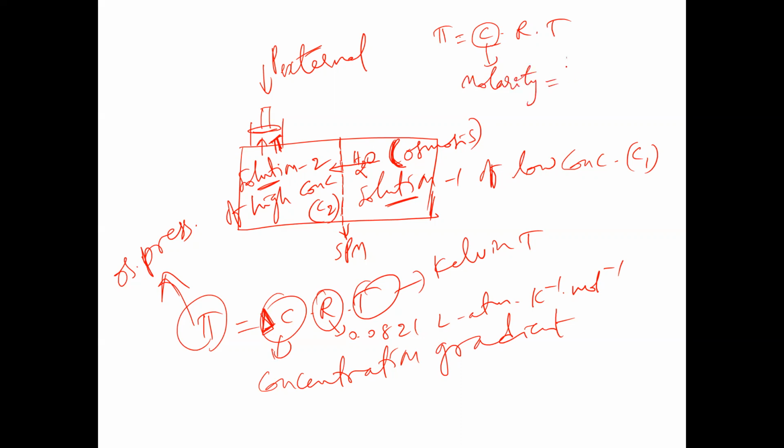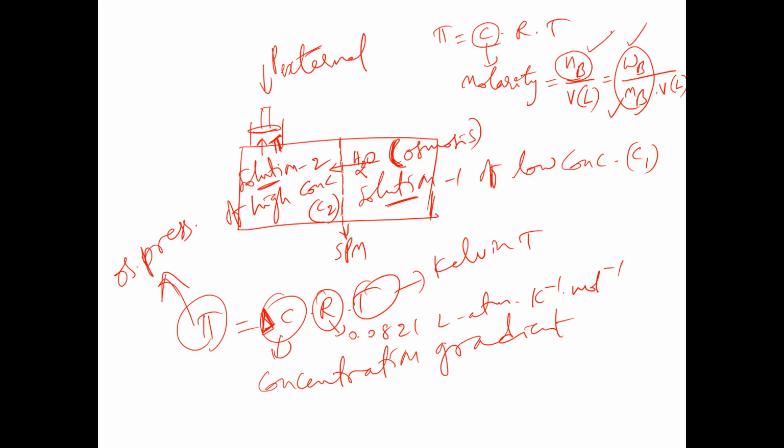Molarity is equal to the number of moles of solute by volume in liters. So the number of moles of solute present in 1 liter volume of solution is called molarity. And in place of the number of moles of solute, we can write the given weight of solute by the gram molecular weight of solute into volume in liters. That will be molarity.